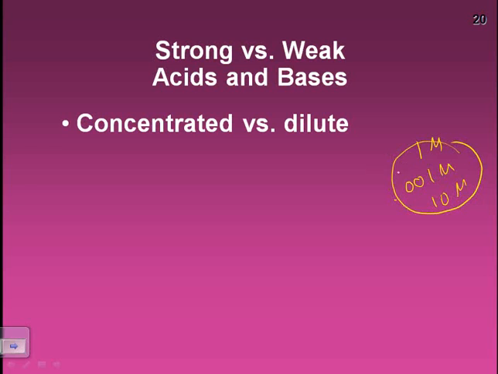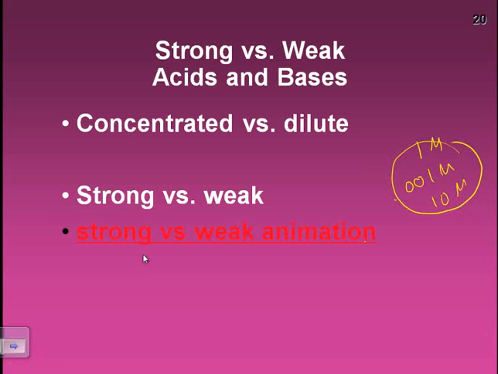So any acid can be concentrated or dilute, right? But an acid is either a weak acid or a strong acid. It can't be both, okay? So the difference then is a strong versus weak acid. Let's take a look at an animation and we'll talk about the definition.